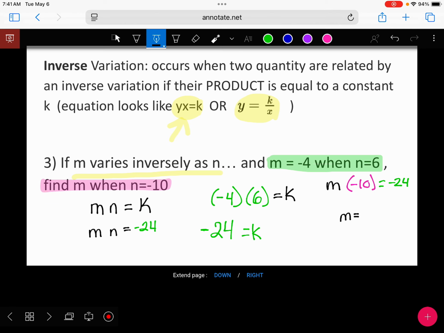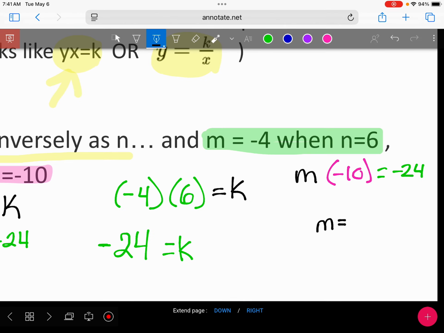Yeah, we're going to divide both sides by that negative 10 in order to get that m by itself. So we're having to divide by some of the pieces. Dividing by the thing we substituted in makes sense. So what do we get for m? Yeah, I was going to say, it shouldn't be a negative, though, because we're going to divide negative 24 by negative 10. So we should get a positive 2.4.